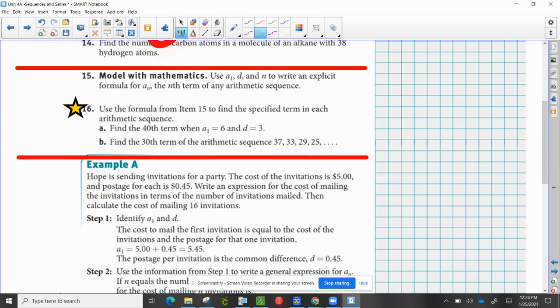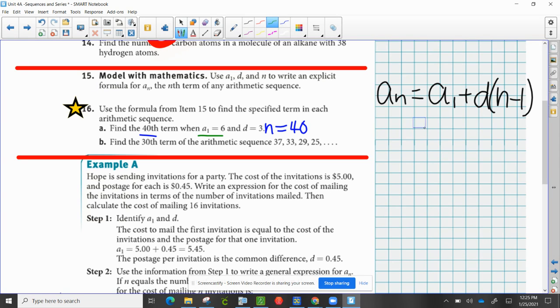Okay. So number 16, they want you to find the 40th term where the first term is 6 and the difference is 3. Remember, our formula is this. We're going to take the first term plus the difference times n minus 1. Okay? So the n in this problem is the 40th term because that's what they're asking you to find. So that's our n. We know our first term is 6 and our difference is 3. So all I have to do is just plug this into the formula and I'll get the answer.